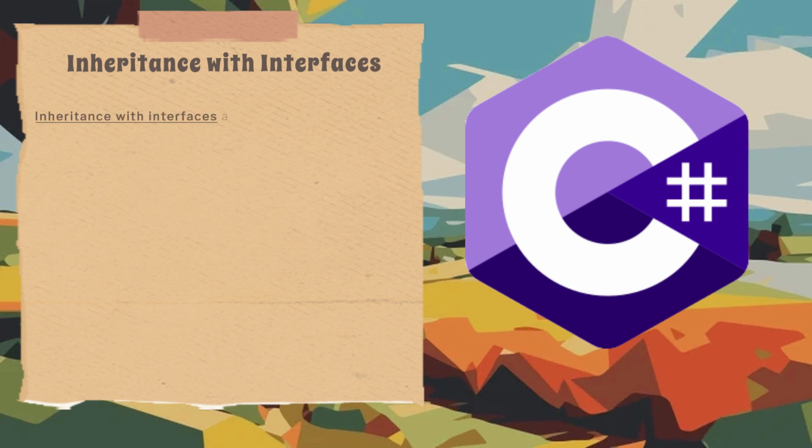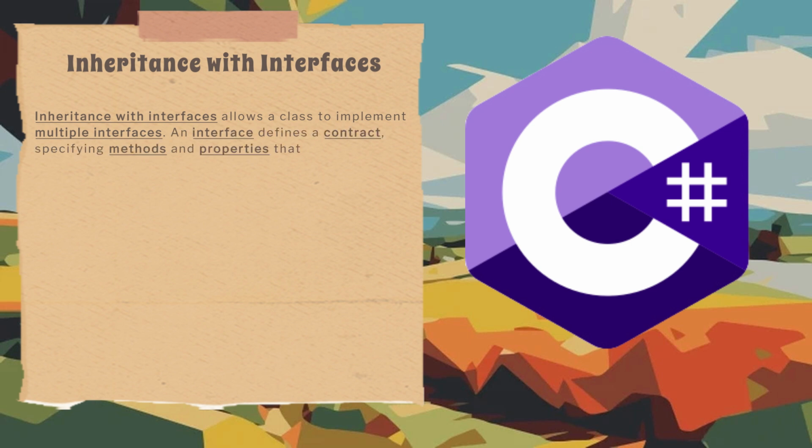Inheritance with interfaces allows a class to implement multiple interfaces. An interface defines a contract, specifying methods and properties that a class must implement. Unlike classes, interfaces cannot contain any implementation.